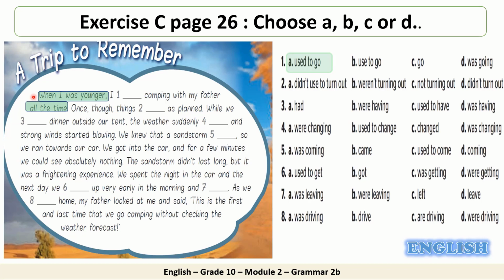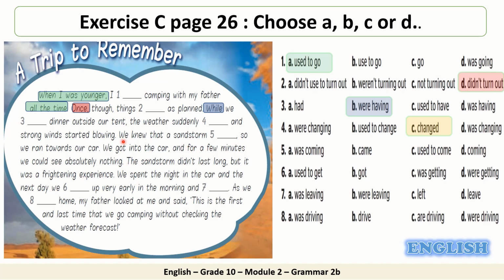Alright, so let's correct. Number 2, once things as planned. The answer is didn't turn out. And this could be justified by the use of the expression once. It's a one-time action in the past. Number 3, while we dinner outside our tent. While we were having dinner. Why did we choose the past progressive? Because we have the conjunction while. Excellent. Number 4, the weather suddenly and strong wind starts blowing. So here we have to choose the simple past. It's a short action in the past.